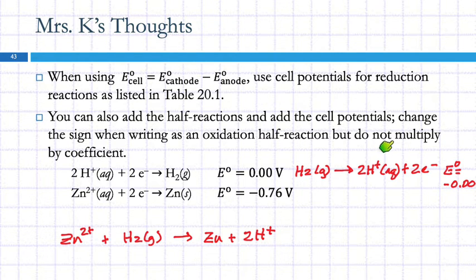You do not multiply these by coefficients ever. So you reverse this equation, you change the sign on its E, and then you add them together, and then you add the cell potentials together. And I don't think I was supposed to do this right here because it doesn't really help that much. I think I probably have another example coming up.